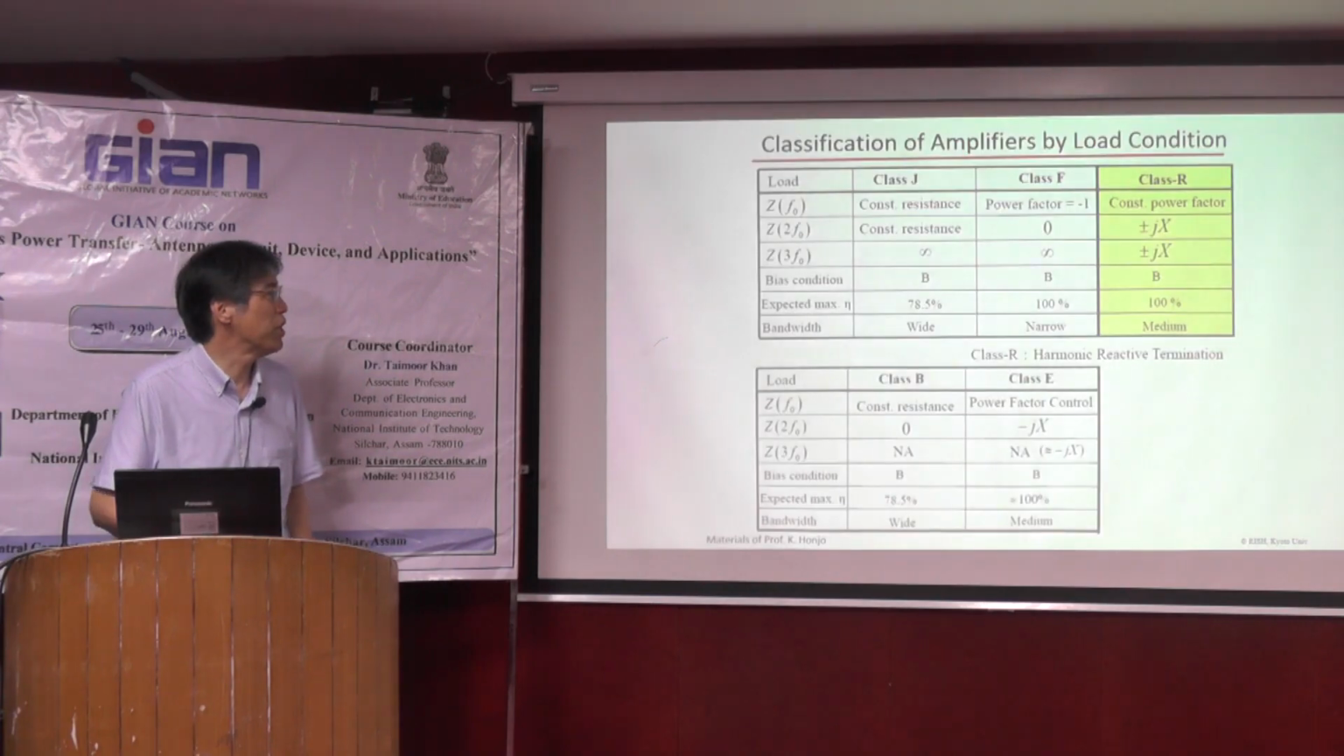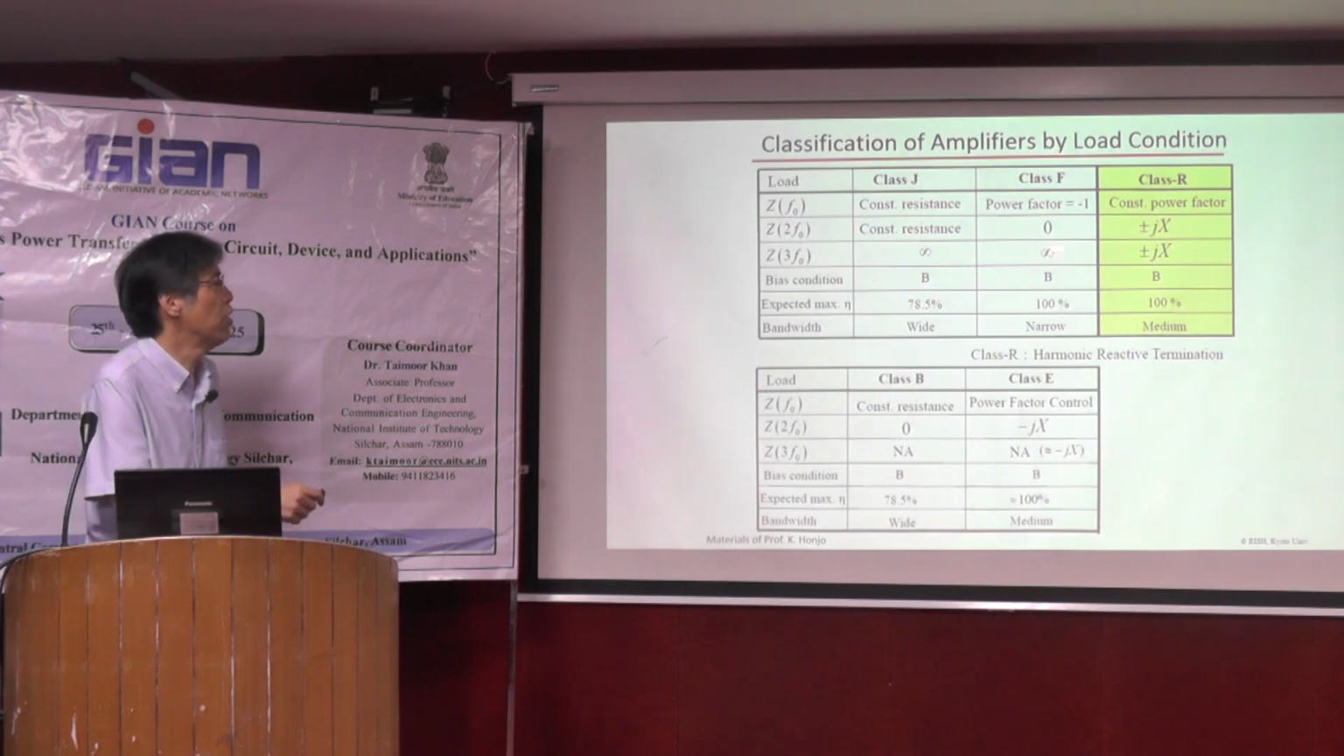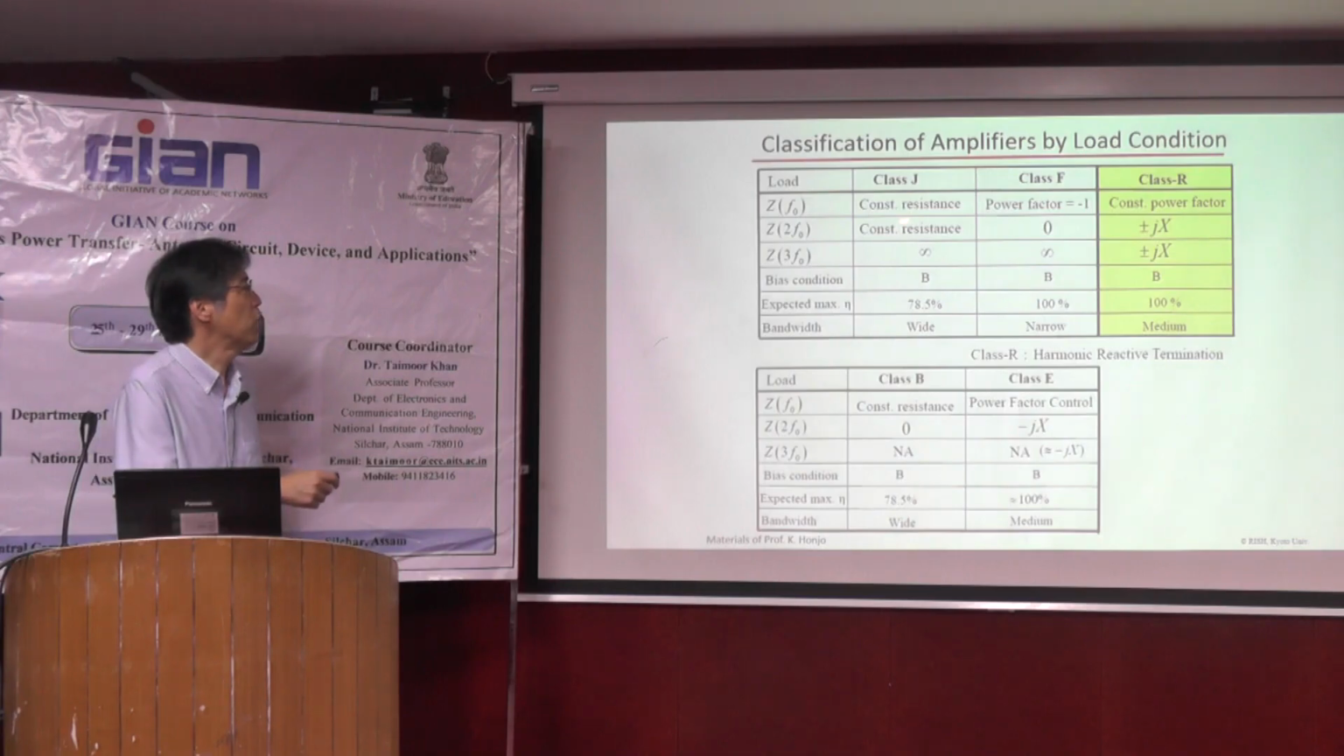So instead of this class F amplifier, he proposed class J and class R. This is a comparison between class J, F, R and additionally B, E. And there is an important point. In class F, for the second harmonic the impedance should be 0, and for the third harmonic infinity. But in class J, infinity is the key, but for the second harmonic we don't need the impedance of 0.